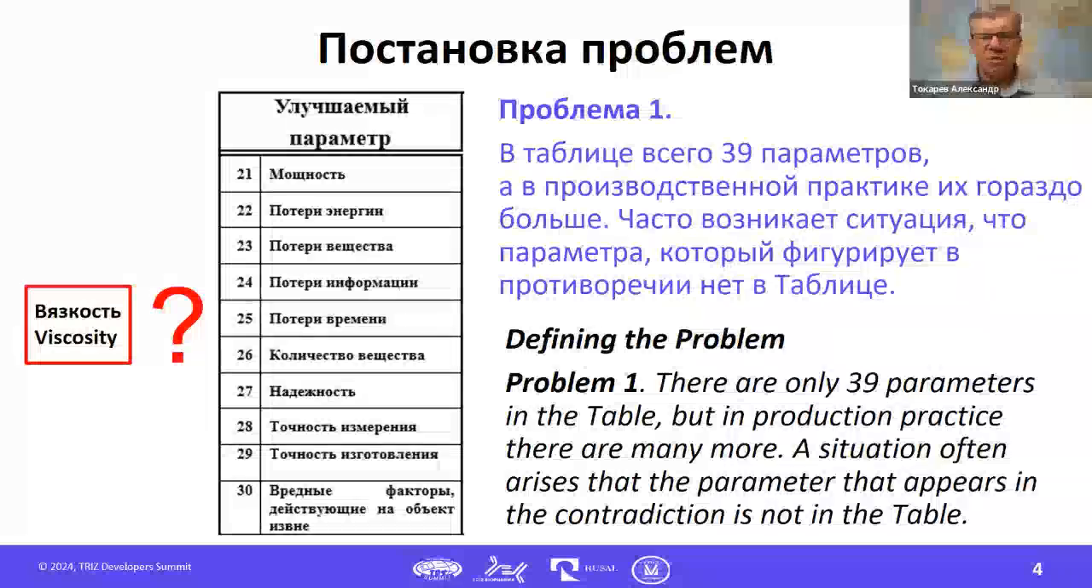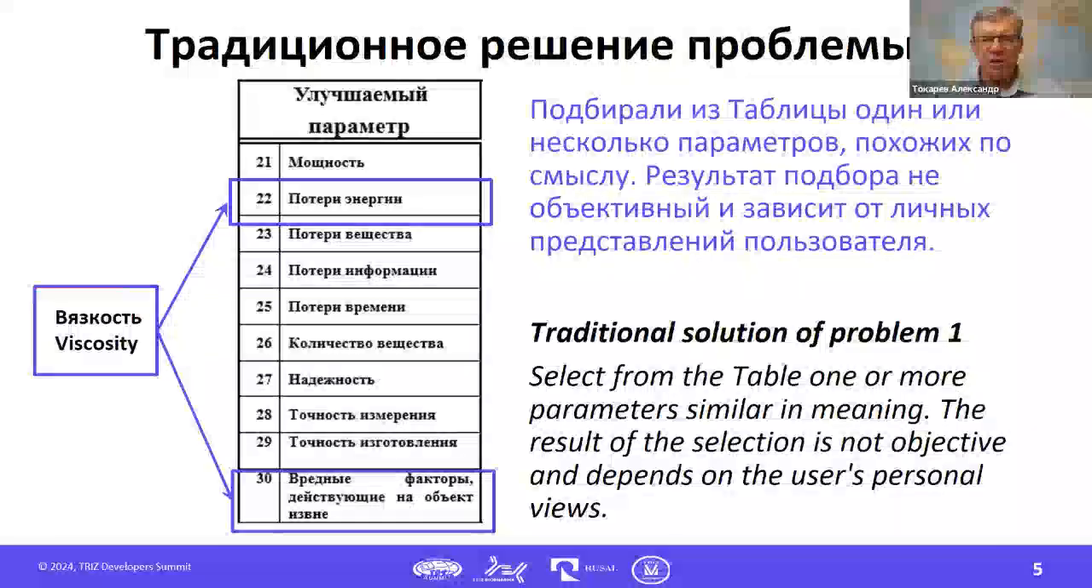In real life, we have many more parameters. The first question a user faces is how to pick the parameters from the table for their situation. So that's why we need to select the parameters correctly. For example, viscosity: what does it look like? It's not really clear what it looks like. So the first problem is how to select the right parameters. If we do it manually, we select something similar.